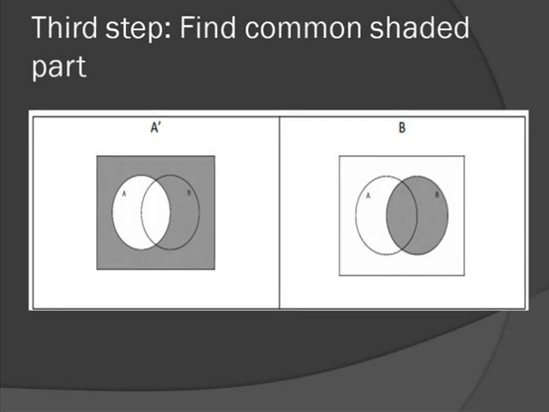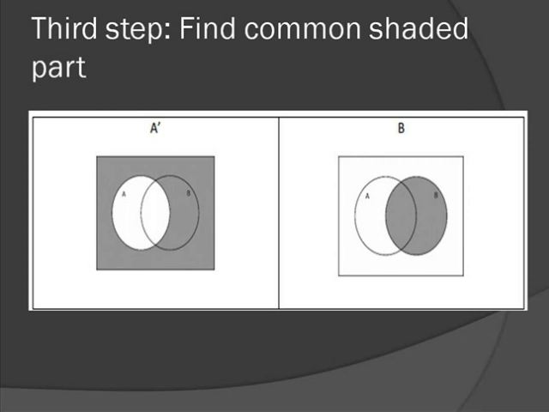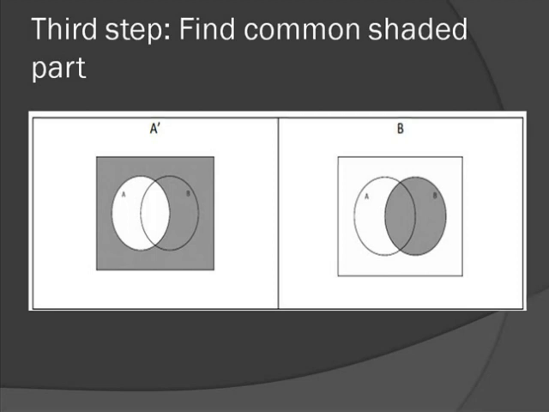So this is the third step, in which we have to find a common shaded part, a region that is shaded in both the diagrams. So we have our diagrams. On the left side we have the Venn diagram for A complement, and on the right side we have the Venn diagram for set B. Since we have to find A complement intersection B, it means we have to find an area or a region that is shaded in both the diagrams. That is basically the meaning of intersection. Intersection means common. So we have to find a common shaded part.